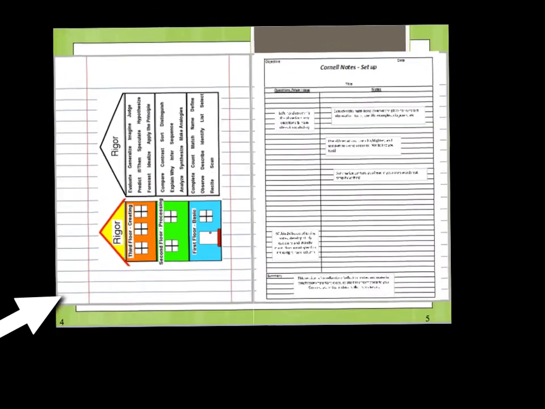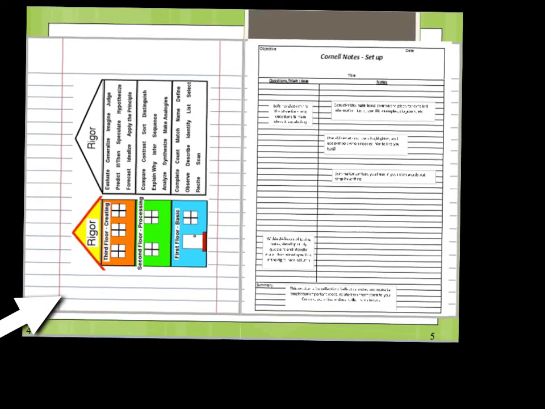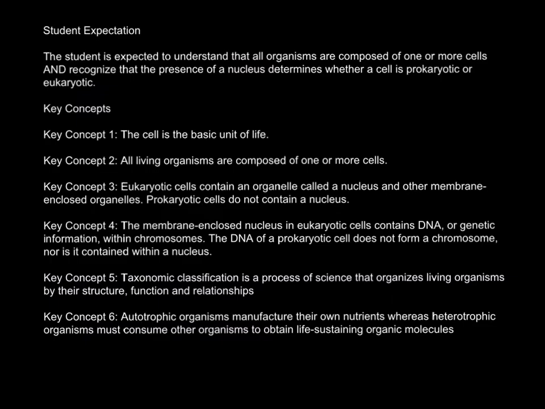Make sure you're taking your Cornell notes throughout. Let's go ahead and get started talking about cells. Let's look at what we're going to cover today. Your objective should be written at the top of your Cornell notes, and today this is our student expectation. So let's look at what our objective is.